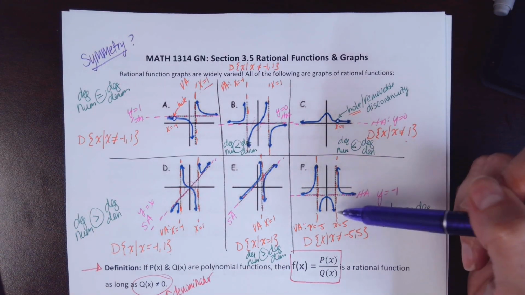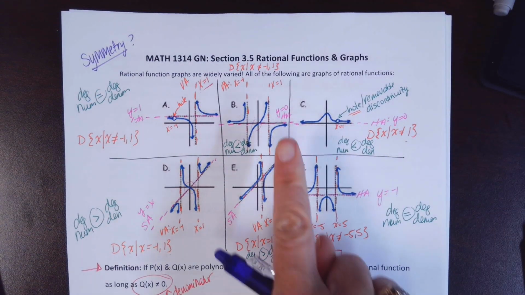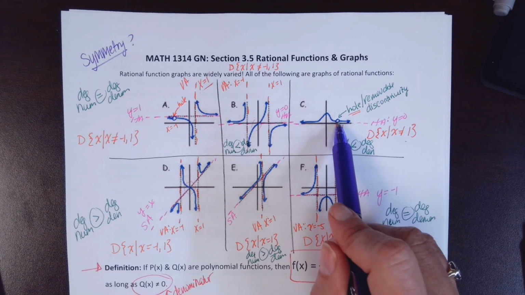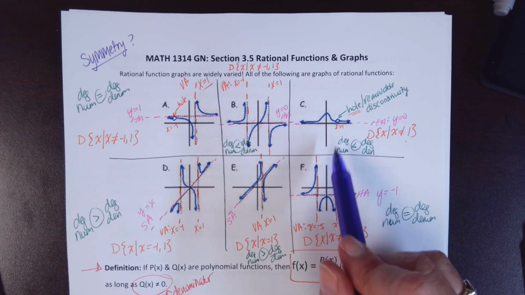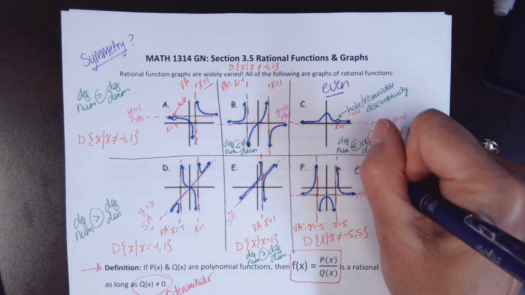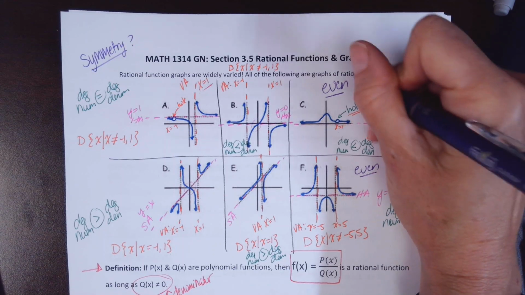Well, C and F, I can fold along this y-axis and both sides are going to match. Now C does have that hole in the graph, so that's a little bit of a blip out. But both of these are even functions. We have that y-axis symmetry going on.